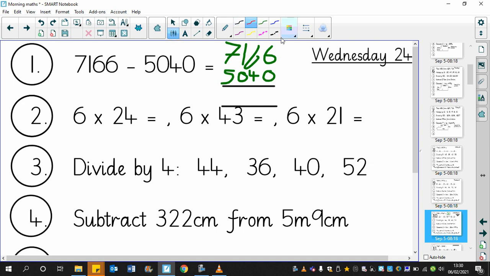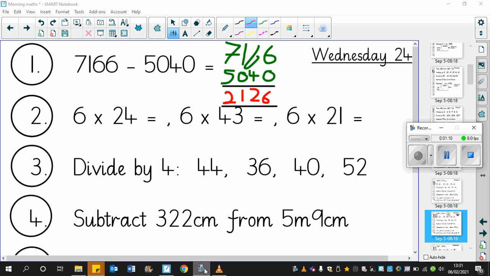get a red pen. Right, 6 take away 0, you can do. It's 6. 6 take away 4, you can do. It's 2. 1 take away 0, you can do. It's 1. And 7 take away 5, you can do. It's 2. So 2,126. Let me just check that. 2,126 plus 5,040 is 7,166. Yeah, and it's right as well. Well, goodness me, that was a bit easy.